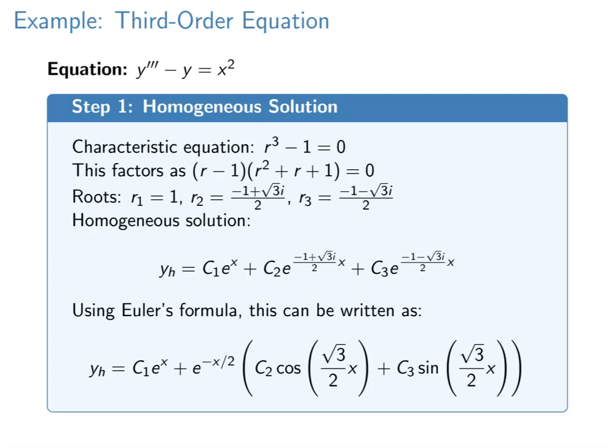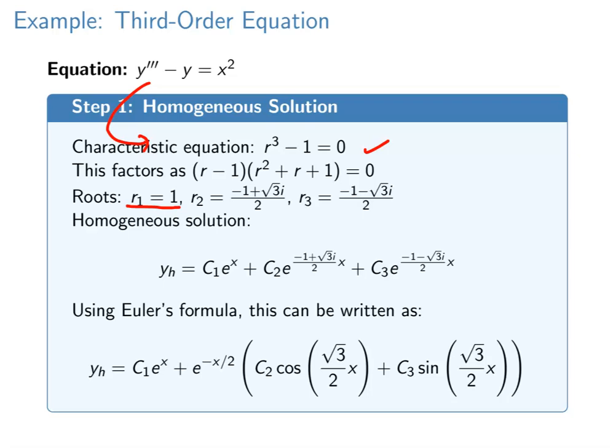y triple dash minus y is equal to x square. So now here the characteristic equation will be r cube minus 1. So from that we'll get r minus 1 into r square plus r plus 1. So here one real root and two conjugate roots we will get. So r1 is equal to 1, r2 is equal to minus 1 plus root 3 i by 2, r3 is equal to minus 1 minus root 3 i by 2.